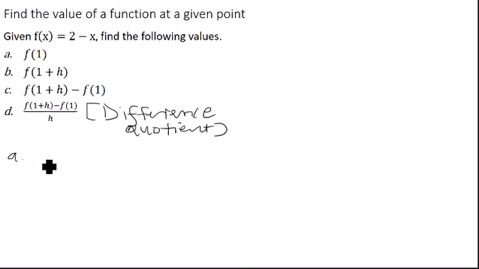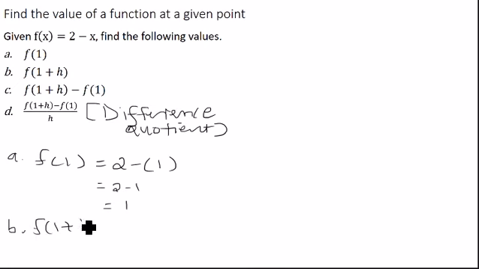Okay, so let's look at these values very quickly. So the first one is f of 1. We have the function 2 minus x, so it's going to be 2 minus 1, which is going to be 1. So that's straightforward. Part B is going to be f of 1 plus h, and this is where some work has to be done, and then you can't get a number out of it because we don't know the value of h. h is an unknown.